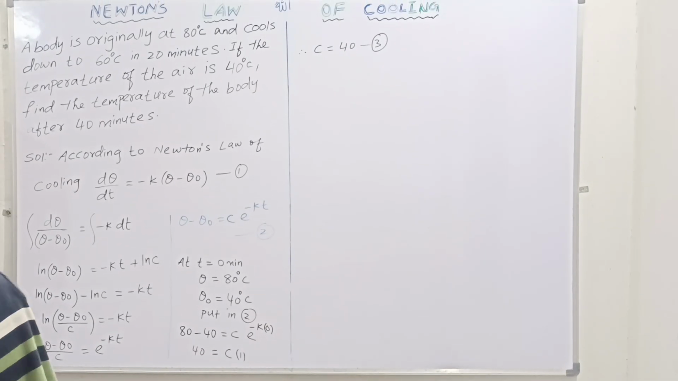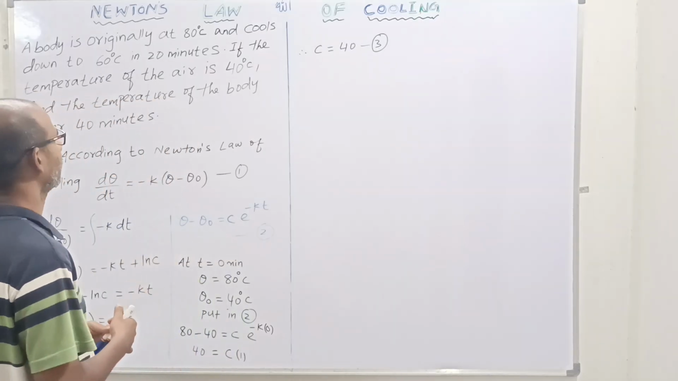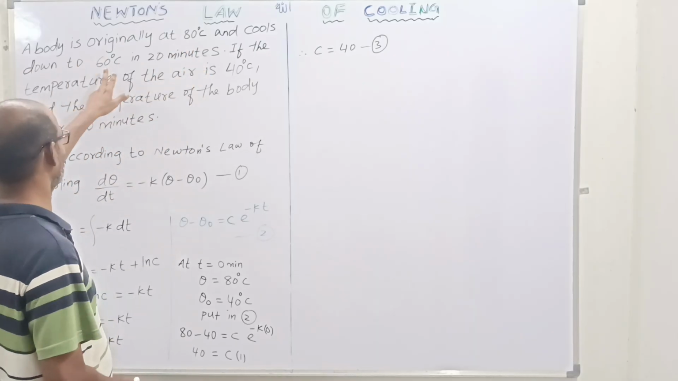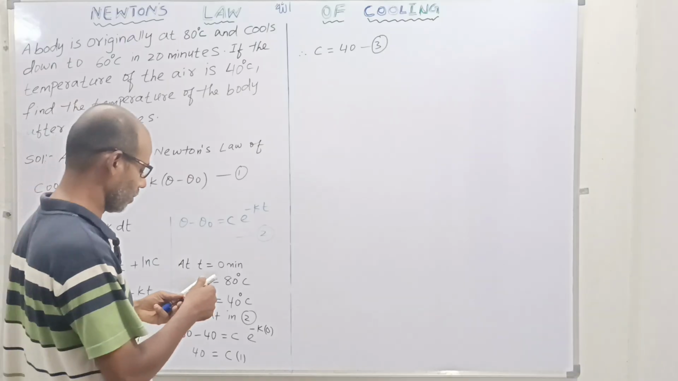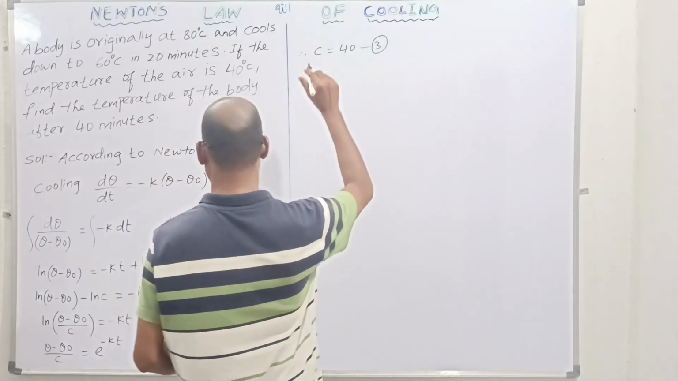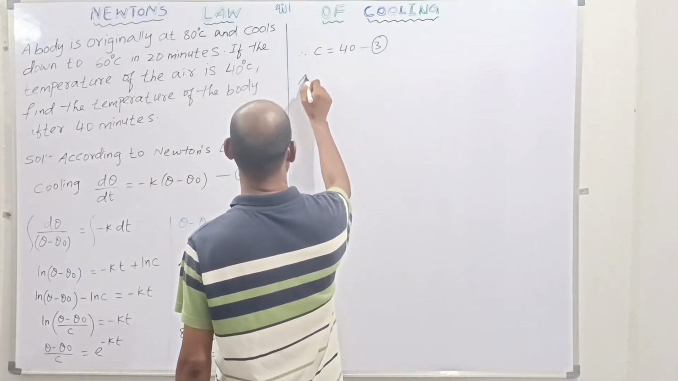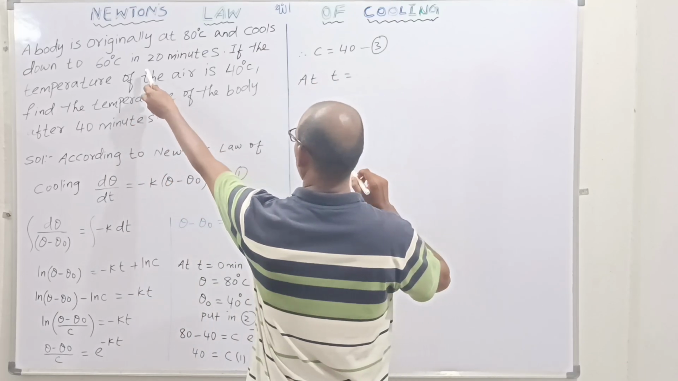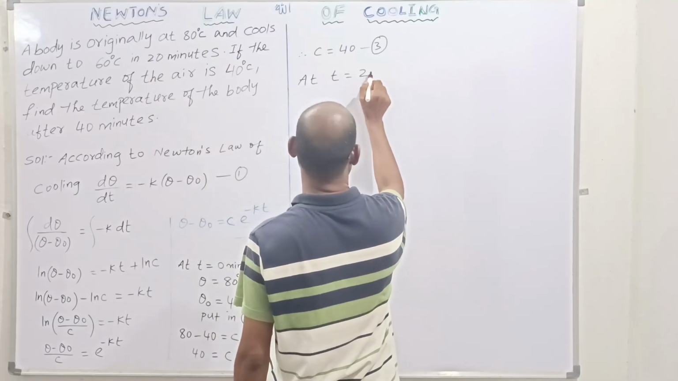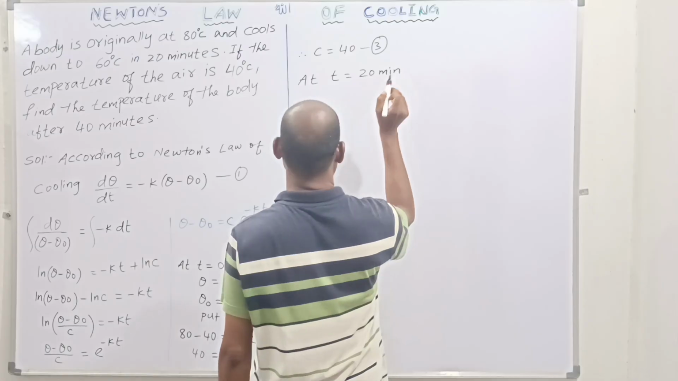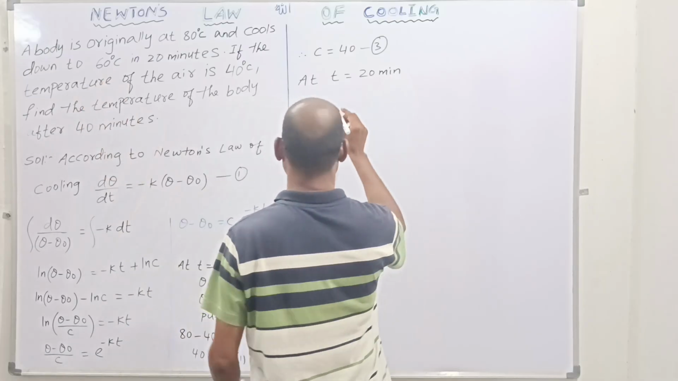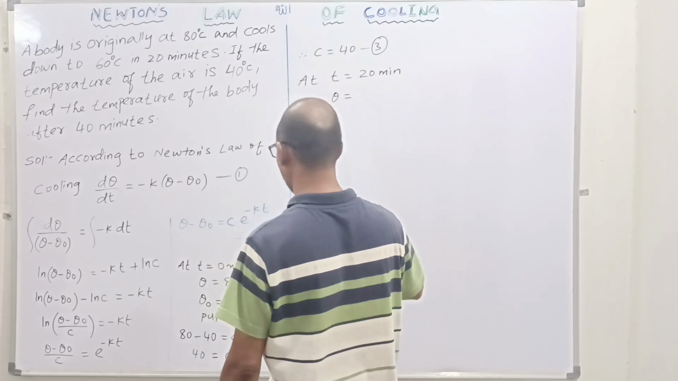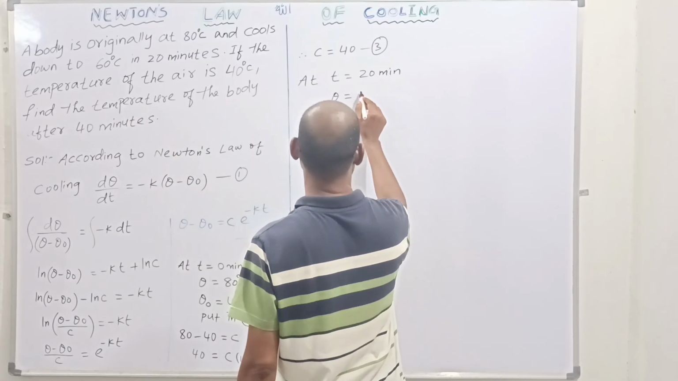So next, we are going to use another condition. The body is originally at 80 degrees centigrade. We have done that one, and now it cools down to 60 degrees centigrade in 20 minutes. So now what is the time? We'll use the second condition. Therefore at time t equals 20 minutes, what is the temperature of the body? Theta is equal to 60 degrees centigrade.